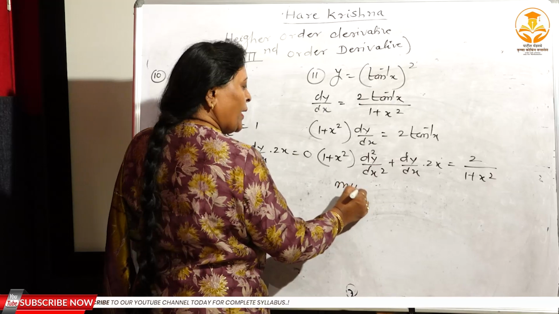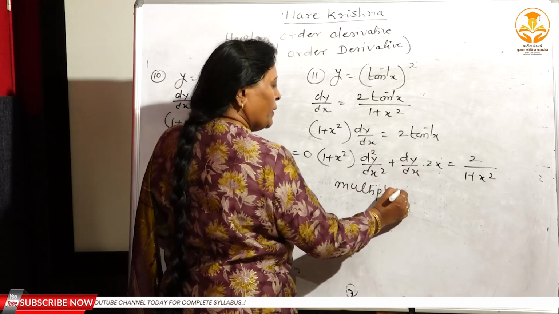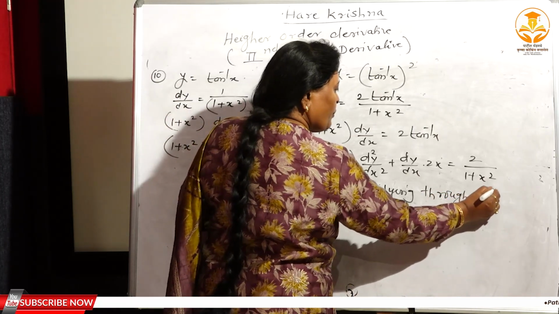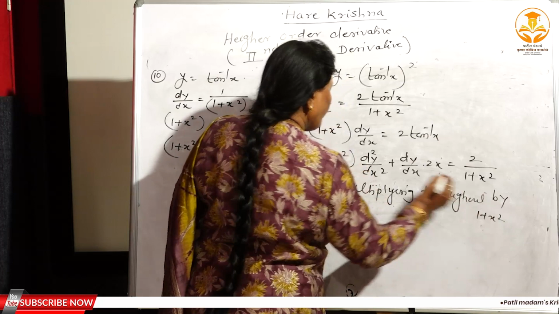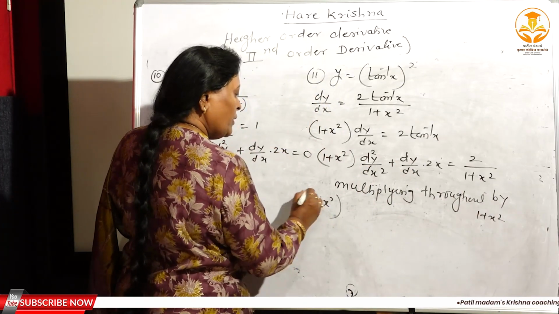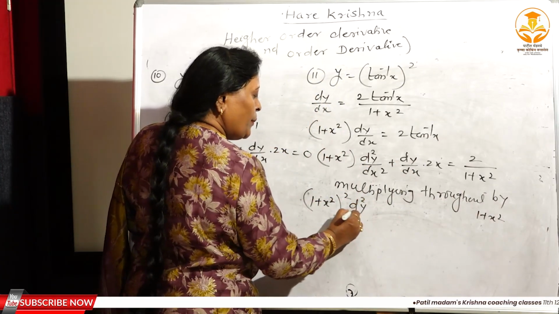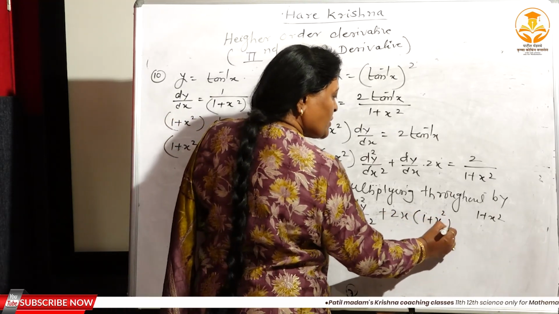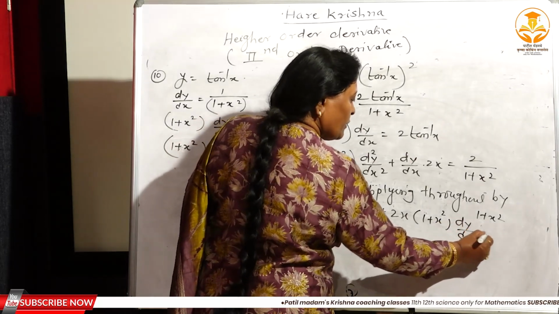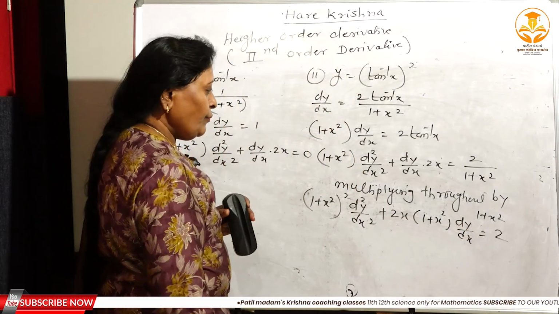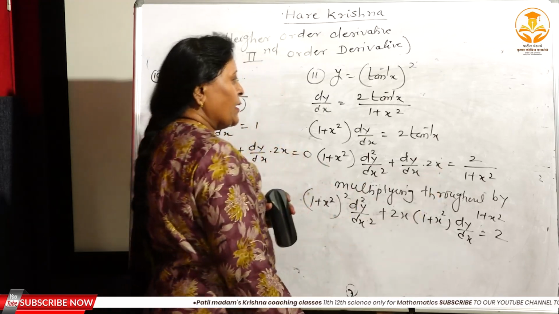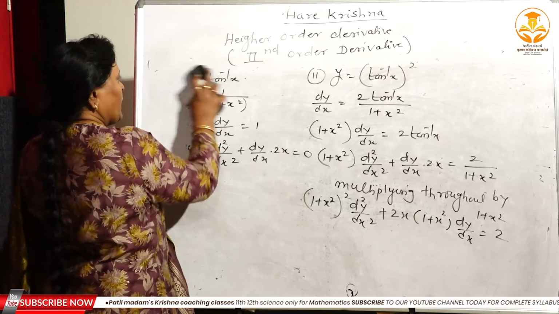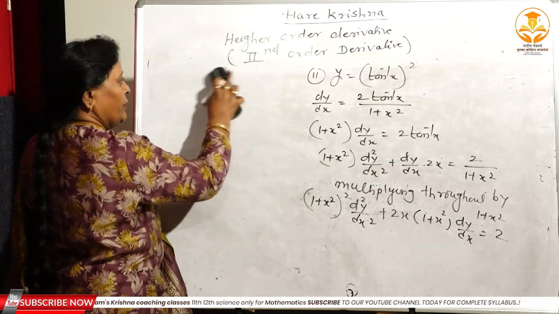Again multiplying throughout by 1 plus x square. Here you have got 1 plus x square whole square d2y divided by dx square plus 2x. Again multiply with 1 plus x square dy by dx. Here 2 remains as it is. This gets cancelled. So this is 11. So I will take the 12th one.